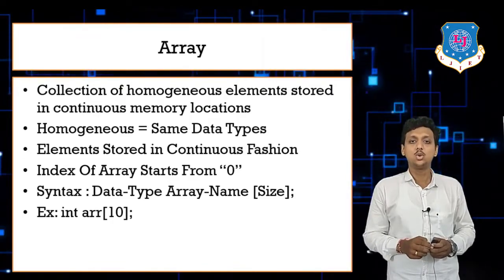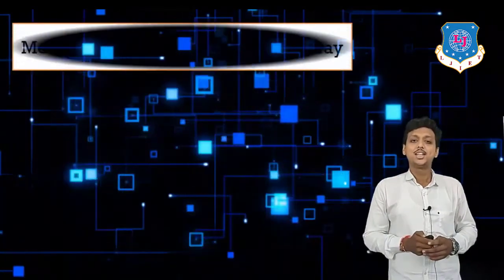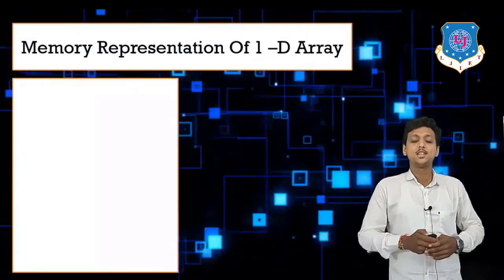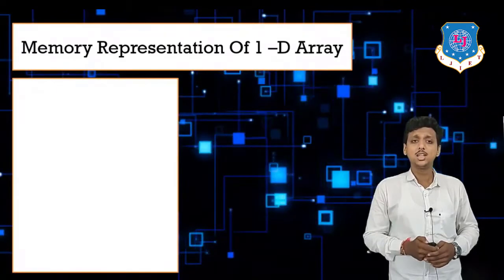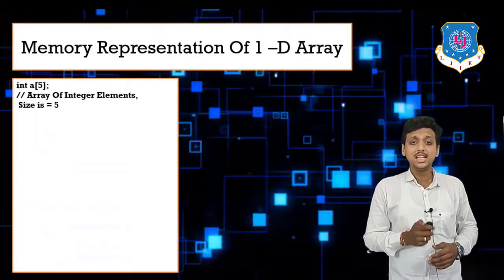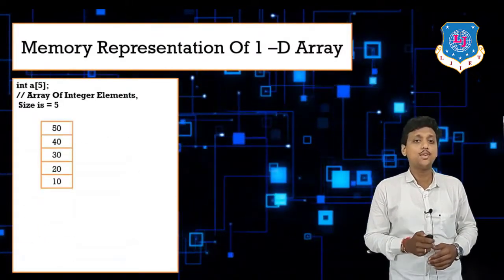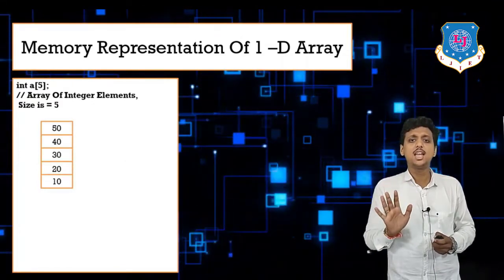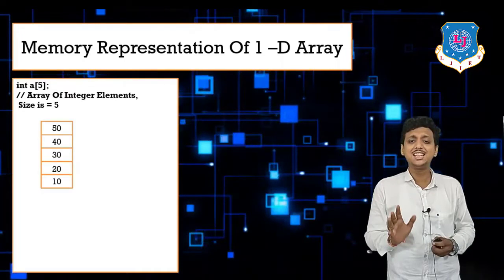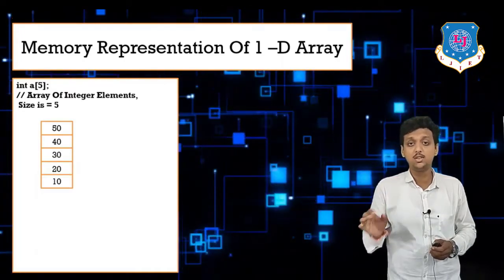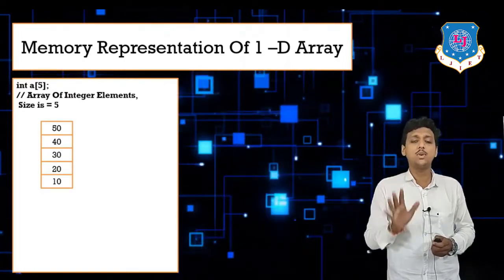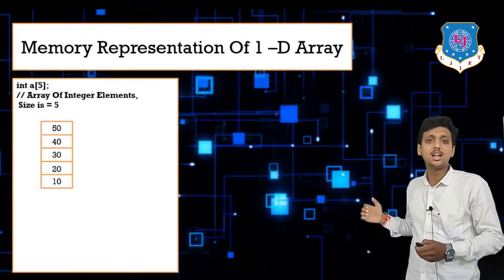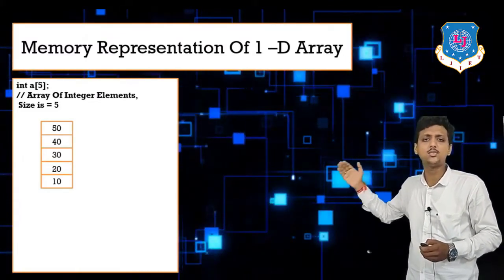Now let's go ahead. The next topic is memory representation in 1D array. Students, here you can see the integer array of 5. If I am taking an array with size 5, then it is like int a[5]. So the integer array contains 5 elements. The elements are like this, as you can see in this figure: 10, 20, 30, 40 and 50.